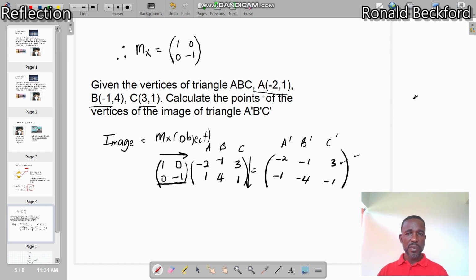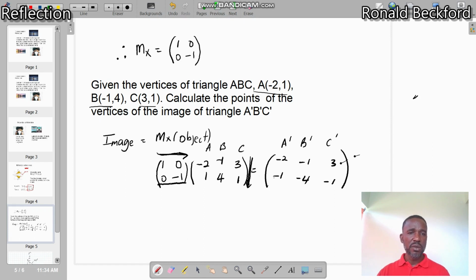So here we have the table and the results table, which was pre-done, but let us go through it so that you can see how we arrive at these values. Now, we have 1 times negative 2 will give us negative 2, and 0 times 1 will give us 0. So it's a row of the first. Remember, it's the rows of the first multiplied by the columns of the second. And so for point A, for the x value, we are going to remain at -2.